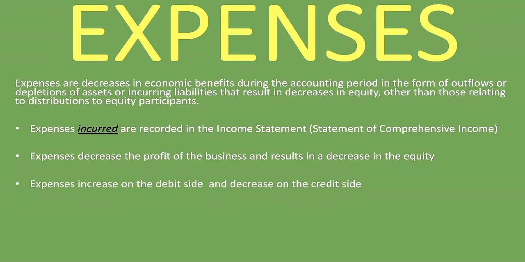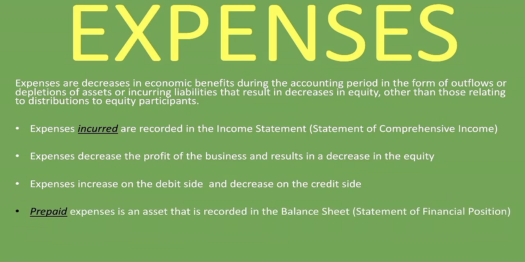Expenses increase on the debit side and decrease on the credit side. So whenever you have expenses and you have to account for it, you have to remember that it increases on the debit side and decreases on the credit side. And we'll show you now how that looks.